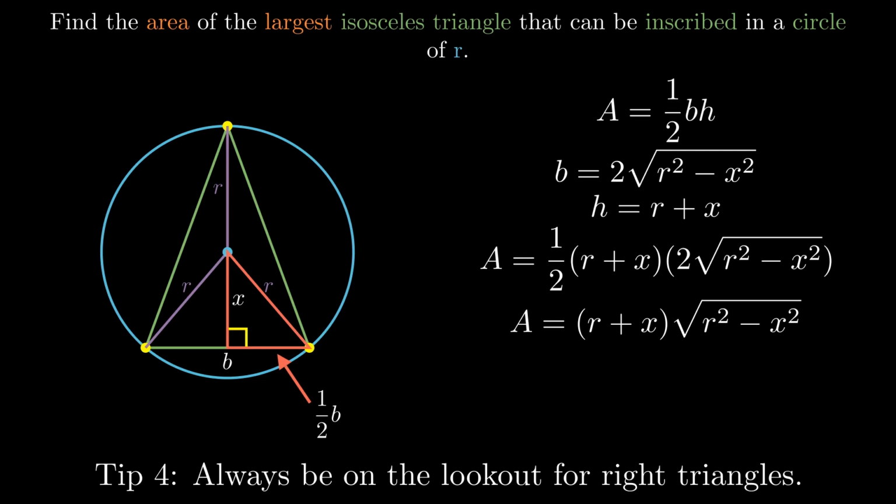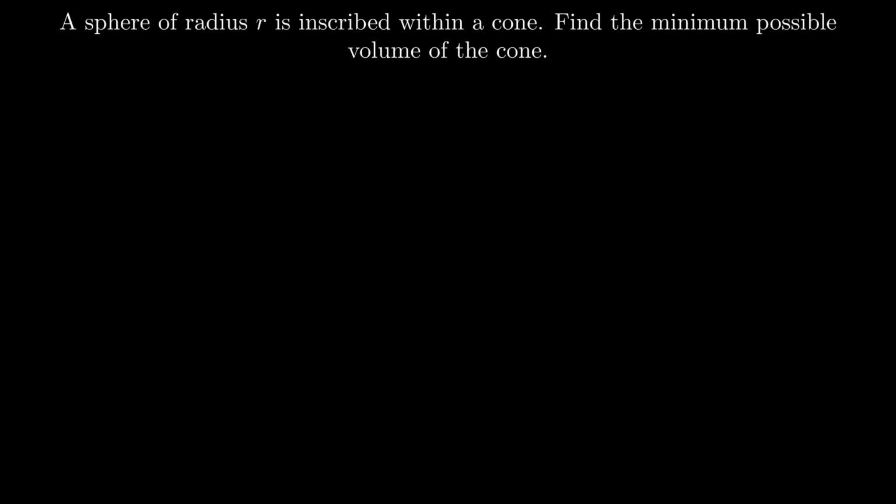Let's look at one more example to see just a couple additional little techniques that can help us. We will follow the trend of deceptively simple problem statements with this one. A sphere of radius r is inscribed within a cone. Find the minimum possible volume of the cone.